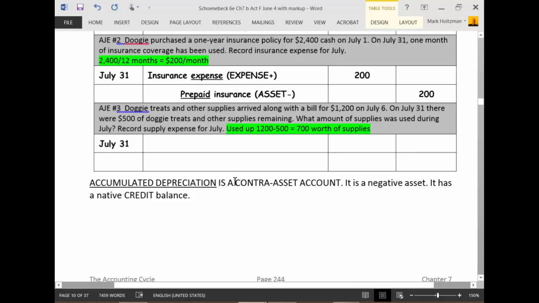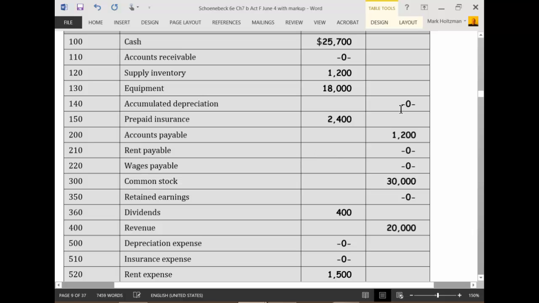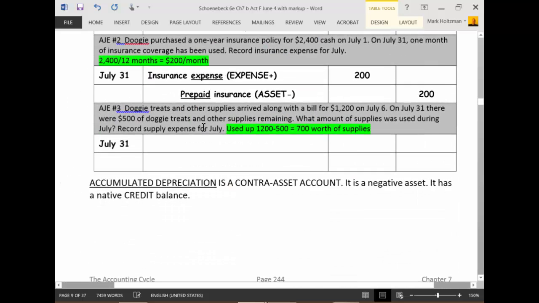Another common mistake is just miscalculating this. So they used up $700 worth of supplies. Therefore, how do I take $700 out of this supplies account? Right now there's $1,200 there. Supplies is an asset. It has a debit balance. How do I take $700 out of it? By crediting supply expense for $700. That's an expense, I'm sorry. Credit supply. That would be completely wrong. Credit supply inventory, an asset going down by 700.